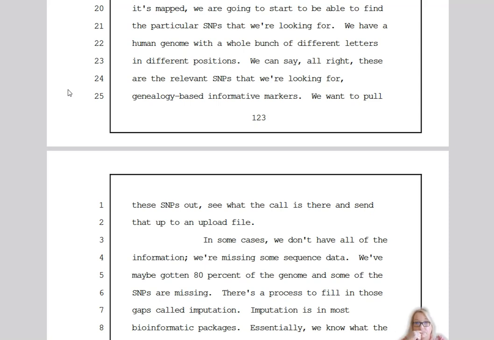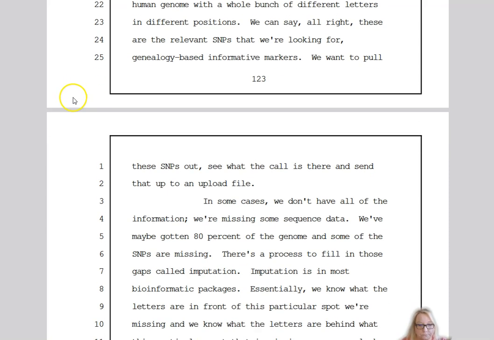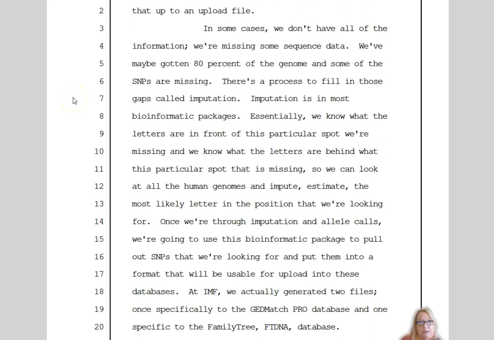Now, remember we talked about medical information versus other information. And our whole body blueprint is on the genome. So she was asking, are you pulling medical information? What parts are you pulling? So he's explaining, we're only taking the genealogy-based informative markers, okay? And then we're going to put them in the upload file, okay?